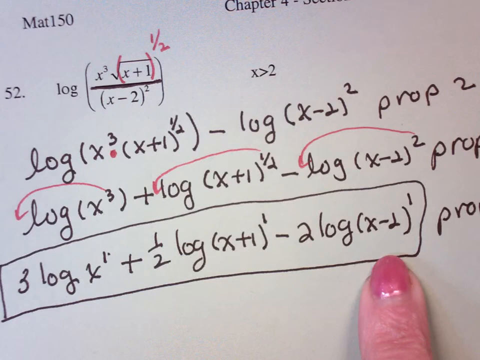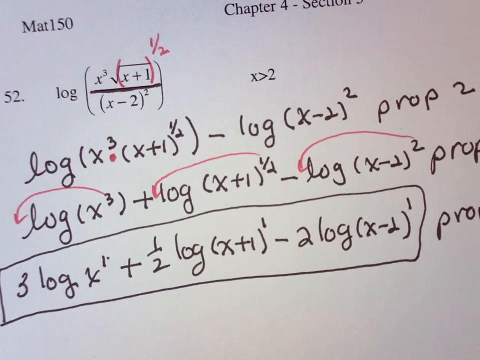Yes? In the beginning of the problem, why did you circle it in parentheses and put the 1/2? Where did you get that 1/2? Because it was a square root and I needed everybody in terms of exponents. Okay. And remember, square root is to the 1/2 power. Okay.